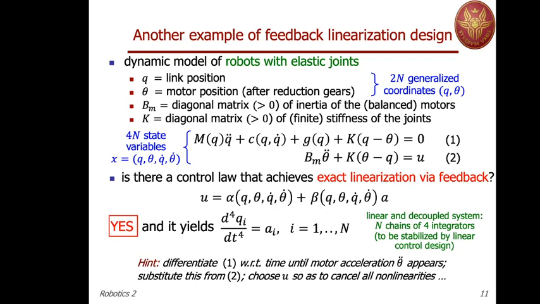u. Once you have this expression, so only one fourth order differential equation, you may choose u so as to cancel all nonlinearities and replace the fourth order derivative of q with the new variable a. And you can do this in a decoupled way so that you have a chain of four integrators. And this completes the design. It's kind of heavy, computation intensive, but it's a very powerful design. In the case where you have perfect knowledge of all the dynamic terms in your system, including the stiffness of the joints, then this is the best possible design in order to achieve trajectory tracking.